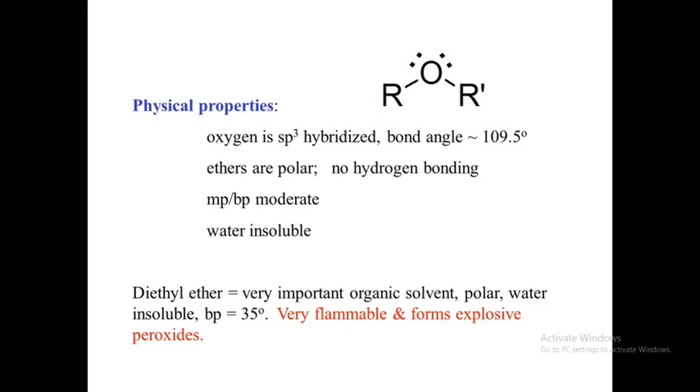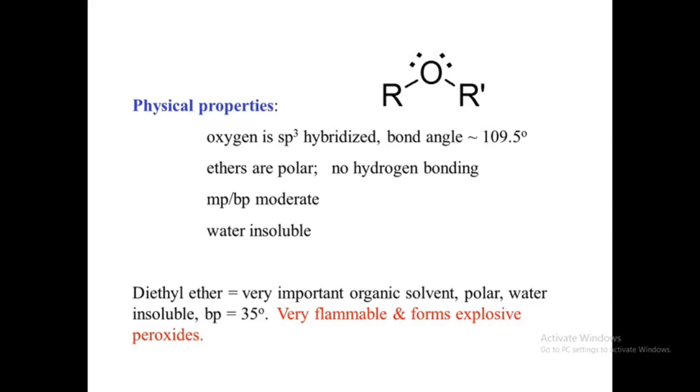Okay, and one question usually arrives in exam. The question is, explain why ethers have lower melting and boiling point than alcohols. The reason is, in case of ethers, intermolecular hydrogen bonding is absent, but in case of alcohols, intermolecular hydrogen bonding is present. Therefore ethers have lower melting and boiling point than alcohols.